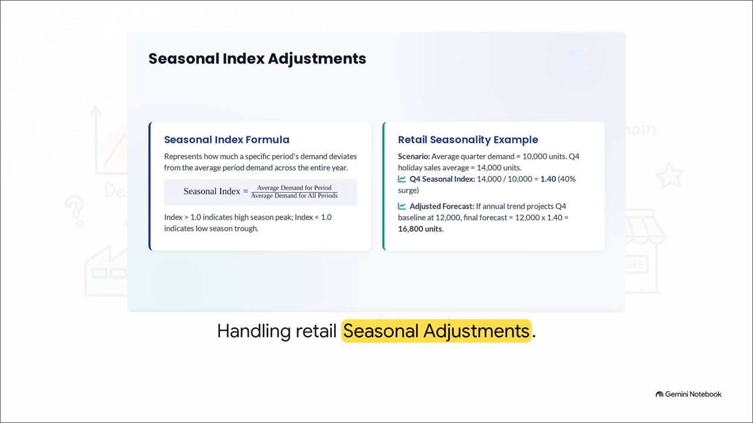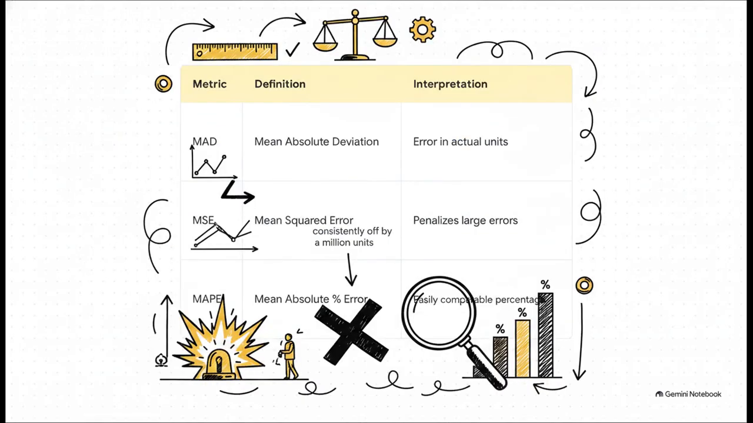So if your baseline annual trend projects, say, 12,000 units for an upcoming quarter, you literally just multiply it by that 1.40 index, and bam, you get a highly accurate 16,800 unit final forecast. Of course, all of this forecasting is kind of useless if we can't measure how wrong we were, right? So this is how we neatly categorize and track forecast accuracy.